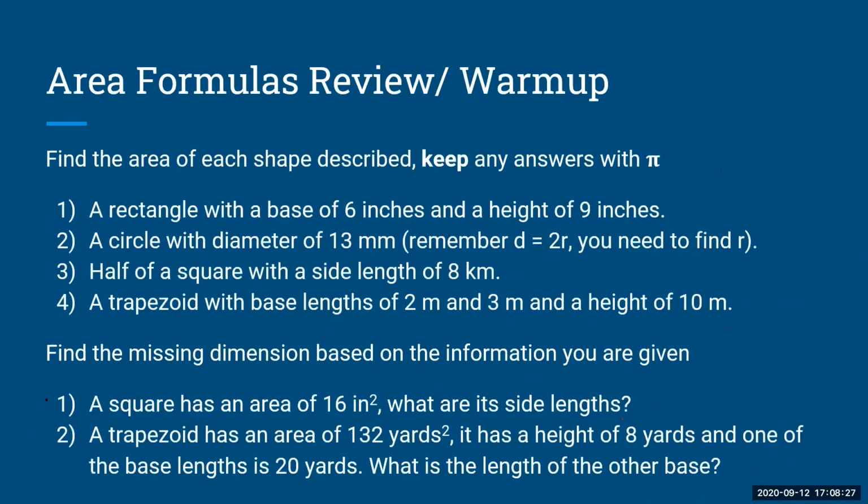Okay, so here's a little warm-up review. First part, find the area of each shape described. Keep any of your answers in terms of pi, so I don't do 3.14, just keep it in terms of pi. Second part, find the missing dimension based on the information you are given. This is just simple algebra. I'll give you guys a couple minutes to do it.